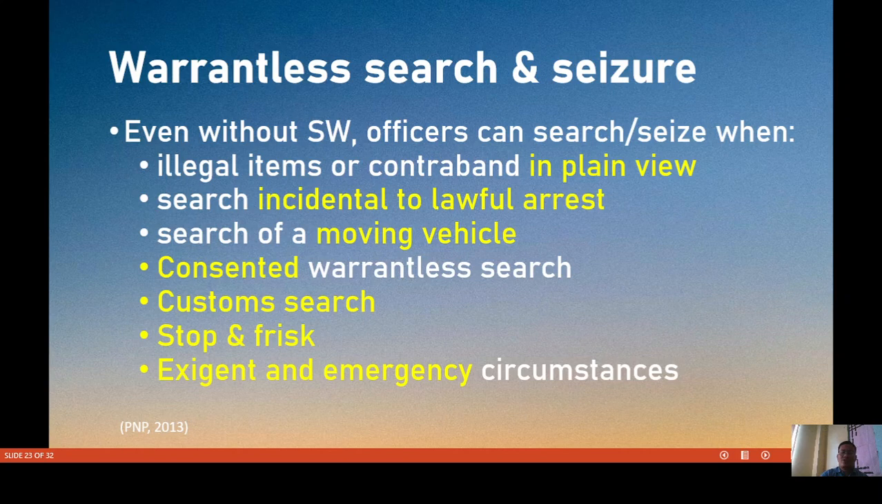Next, customs search. In customs, even if our Bureau of Customs has no search warrant, they can search. They can search the vans that pass through the customs.